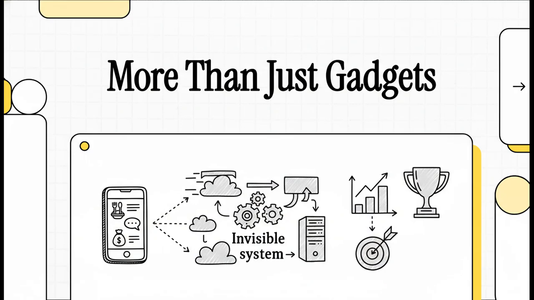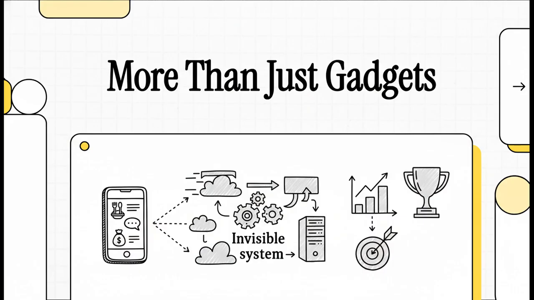Think about your phone for a second. You use it for literally everything, right? Ordering food, chatting with friends, maybe even running a whole side business. We're all pretty comfortable with tech. But what if I told you the real magic, the real power isn't in the gadget you're holding? It's in the invisible systems humming away in the background. Today, we're going to pull back the curtain and see how businesses really use this stuff to get ahead.